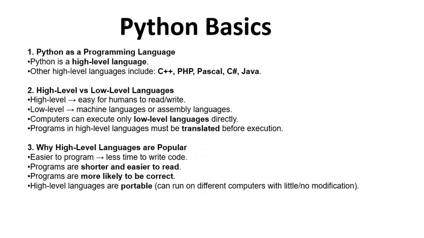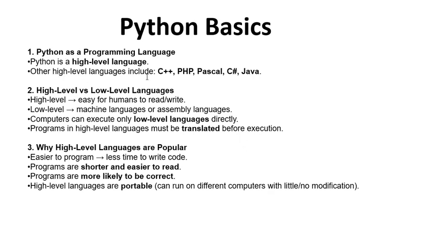Let us start from the Python basics. Python as a programming language. Python is a high-level programming language. Let us understand what is high-level programming language. High-level means easy for humans to read or write. We can easily understand the syntax, how exactly the code is written. We can understand step by step easily and we can write it easily. This is what high level language means.